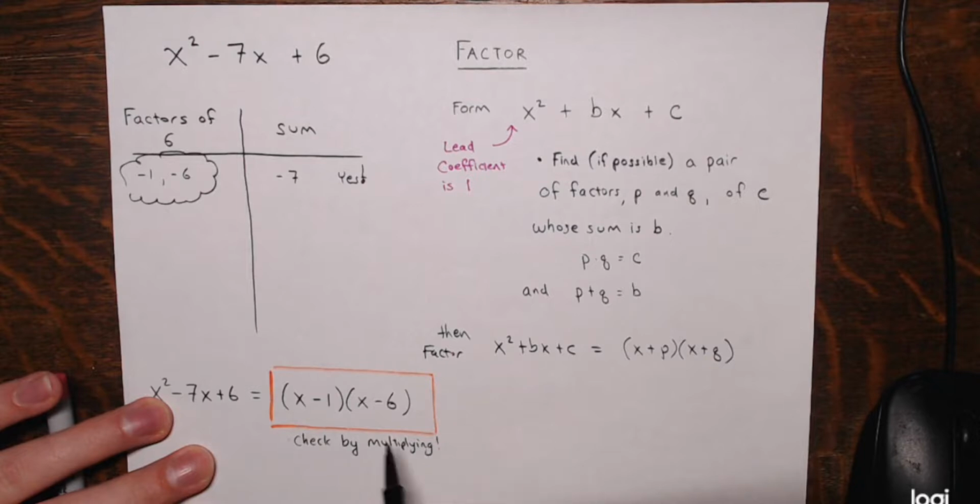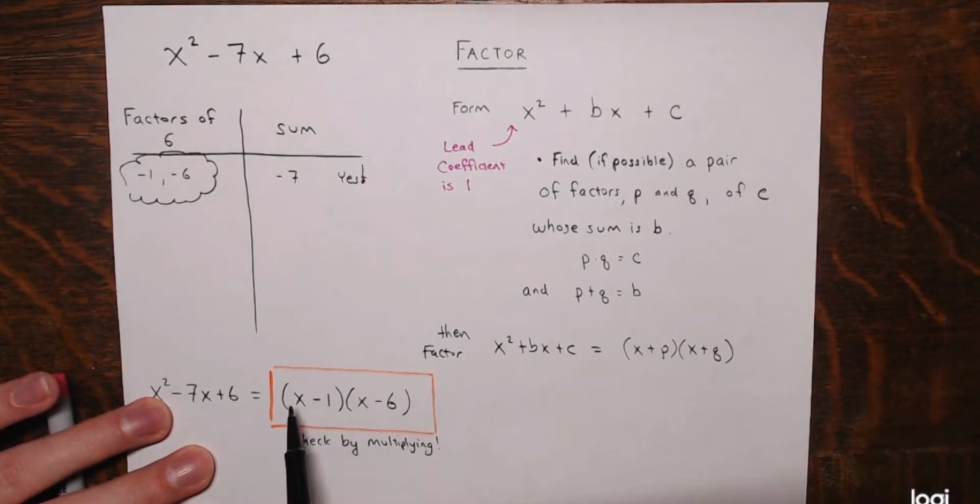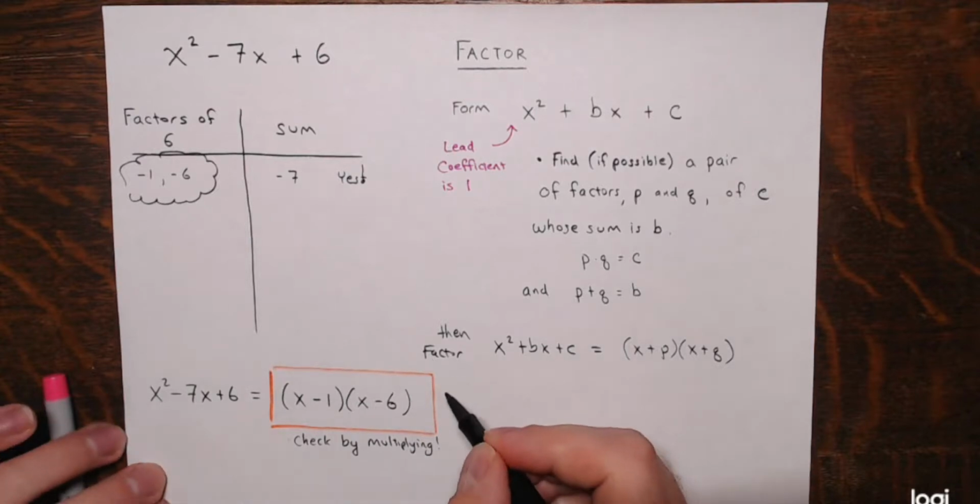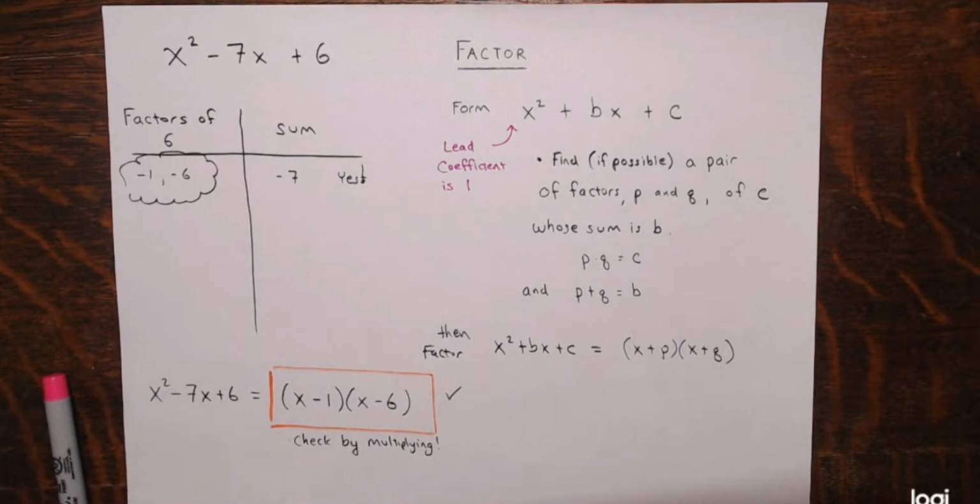Right? You multiply these two using FOIL. Distribute the x, you get x squared minus 6x. Distribute the negative 1, you get minus 1x plus 6, and then combine like terms, you would end up with x squared minus 7x plus 6. So this is correct, x minus 1 times x minus 6.